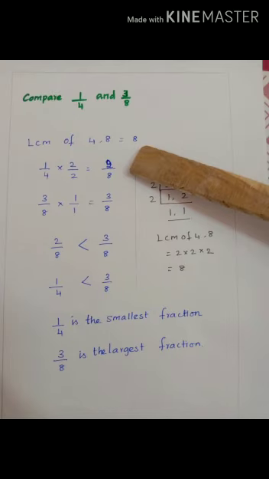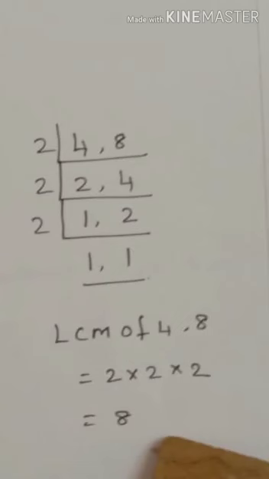First, take the LCM for the denominators 4, 8. How? Take the common divisor out. For 4, 8, the common divisor is 2. So divide by 2. 4 divided by 2 is 2. 8 divided by 2 is 4. Multiply the right side factors: 2 into 2 into 2 equals 8. Now the LCM is 8.